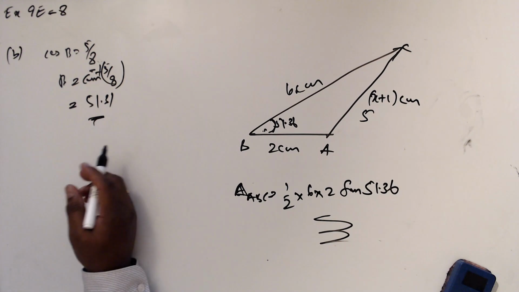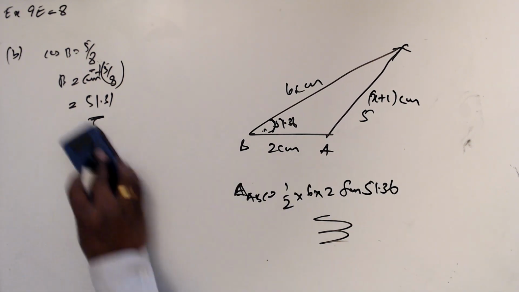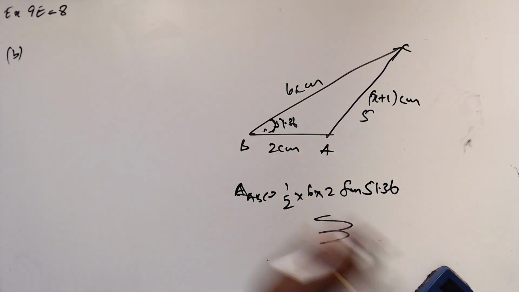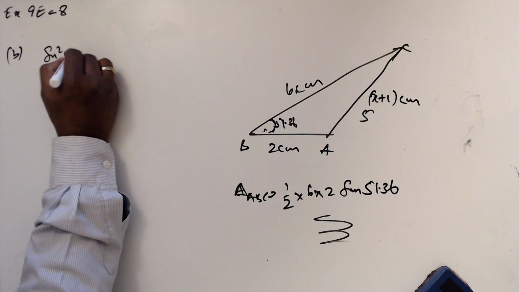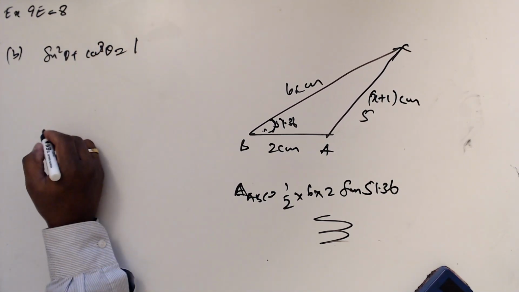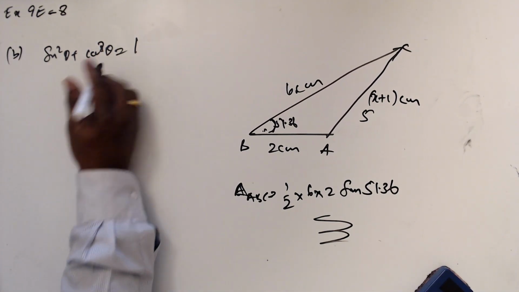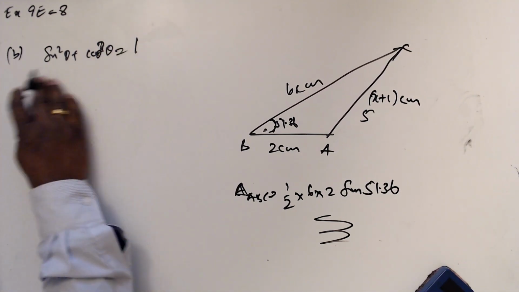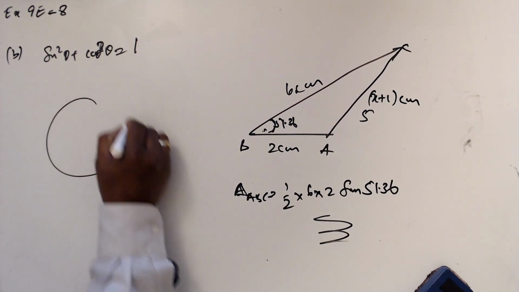You will see that when you learn trigonometry in the next lessons. In another way, there is an identity called sine square theta plus cos square theta equals 1. This proof is in a chapter, actually, chapter 10.